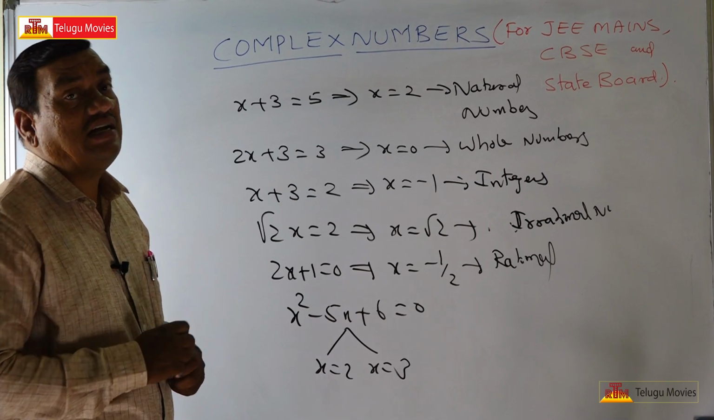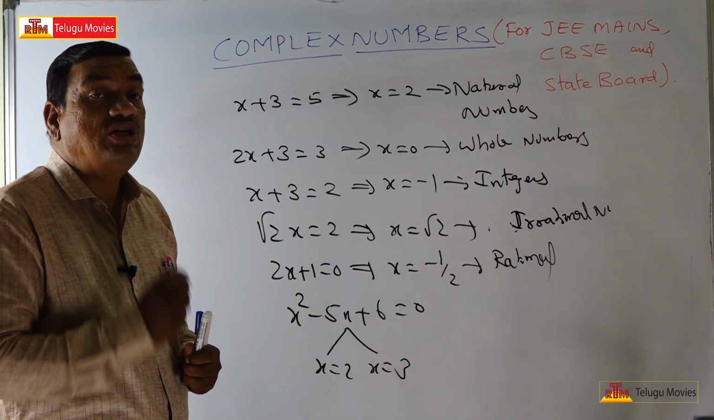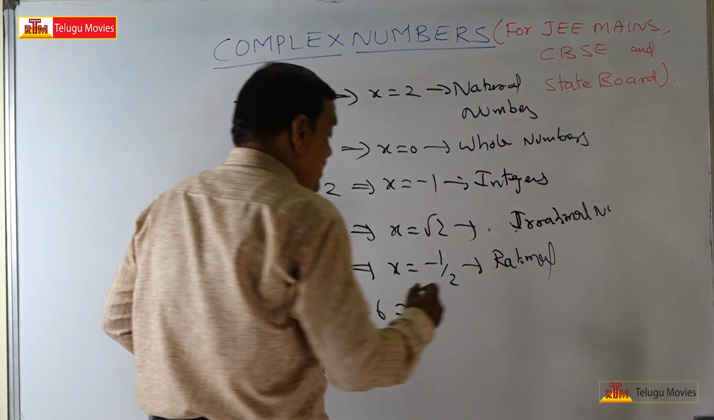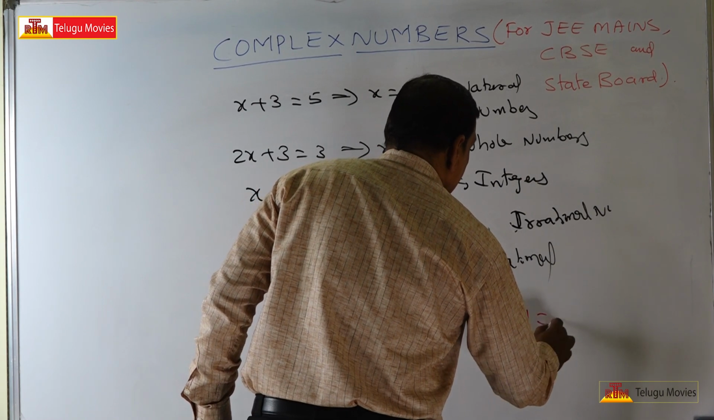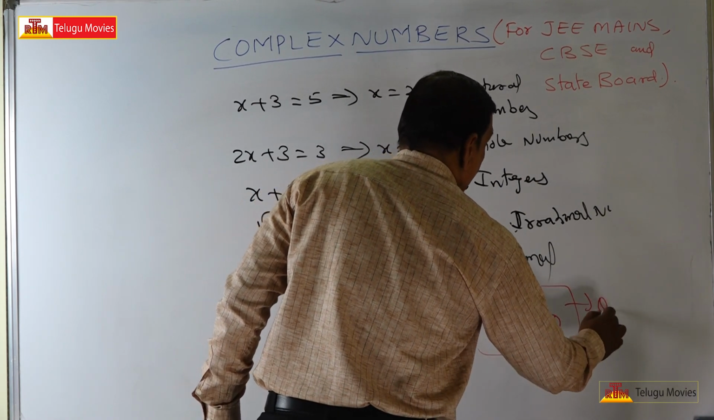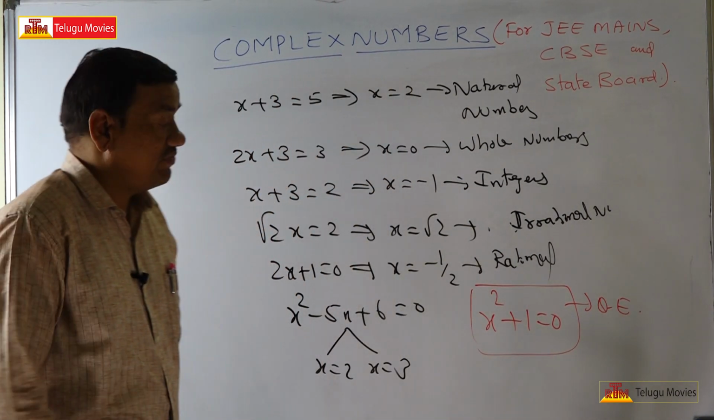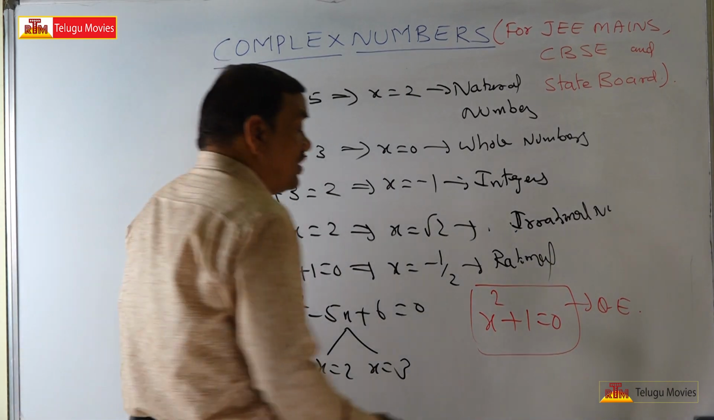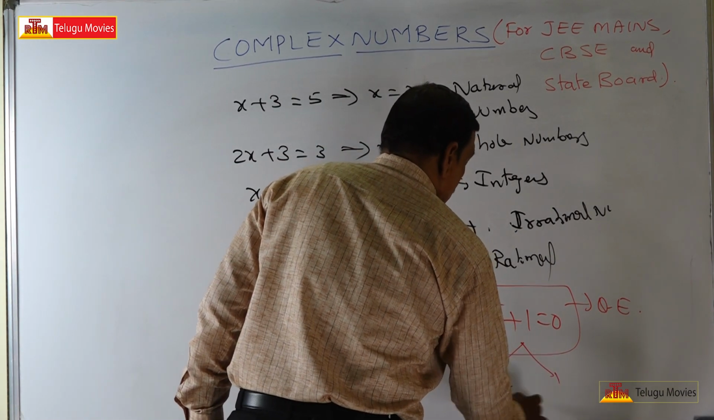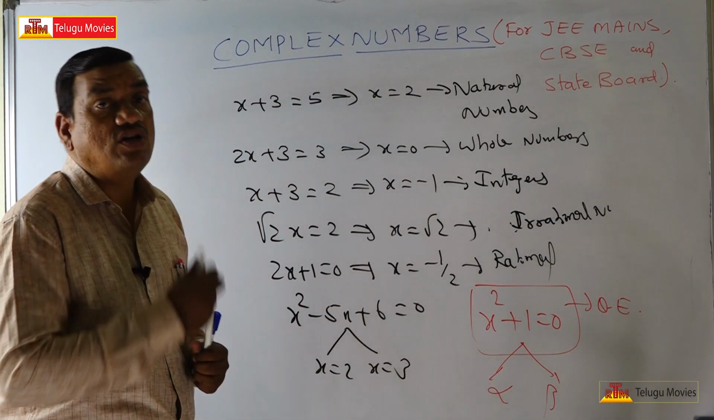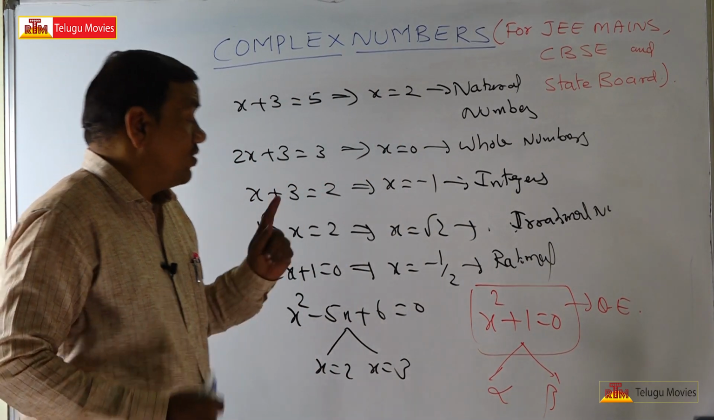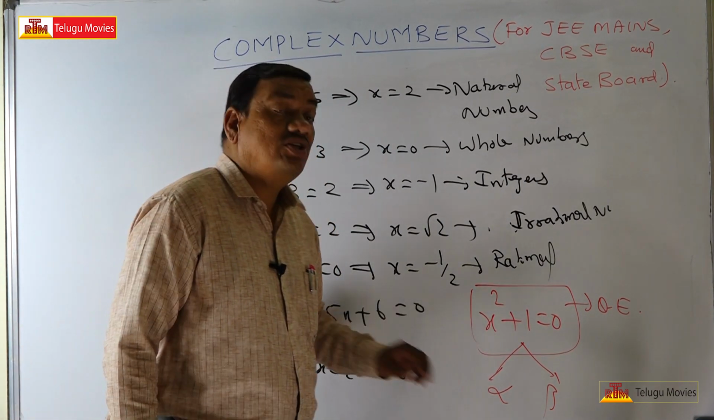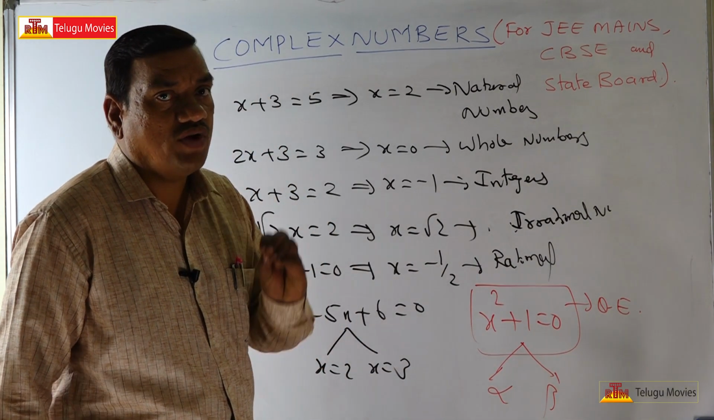But there are certain equations whose solution is not available from the set of real numbers. The best example is x squared plus 1 is equal to 0. Is it a quadratic equation or not? Yes. It is a quadratic equation. x squared plus 1 is equal to 0 is a quadratic equation. You know that every quadratic equation has at most two solutions, alpha and beta. Now you find out one real number for which x squared plus 1 is equal to 0. Obviously, the solution is not available from the set of real numbers.